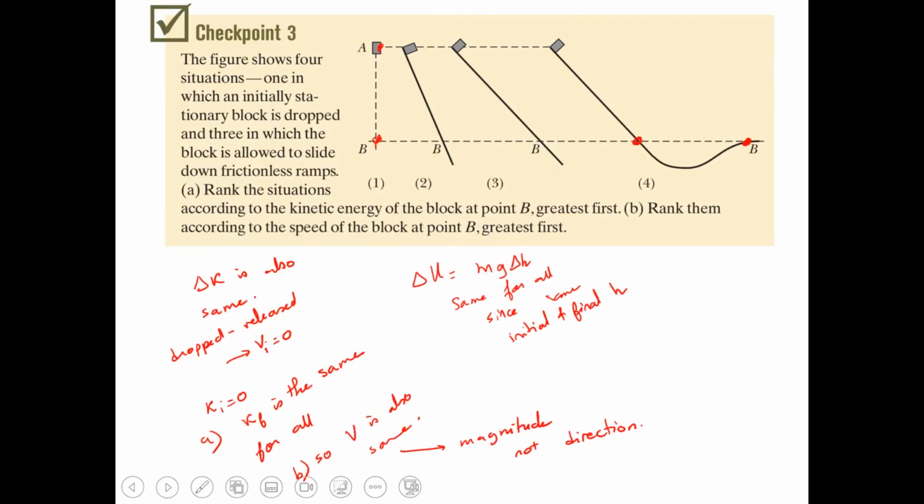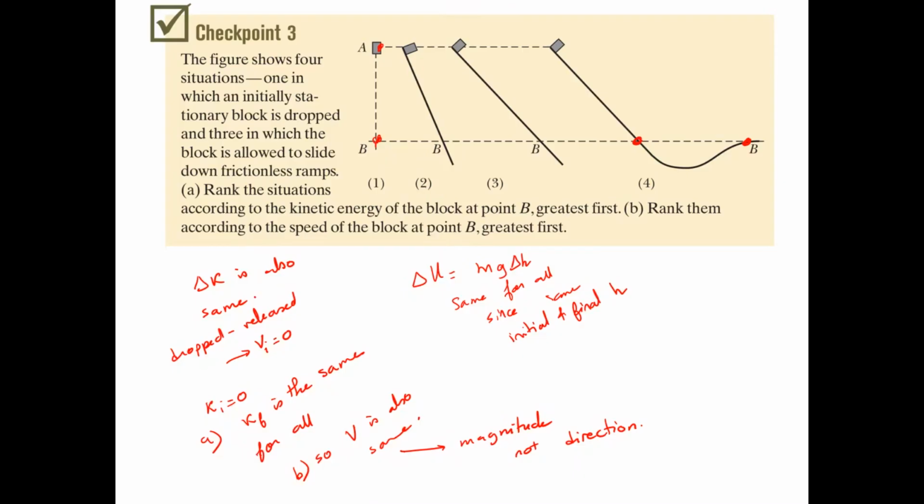So let's take a look at this question. I have 4 situations. 1 in which an initially stationary block is dropped, and 3 in which the block is allowed to slide down frictionless ramps. Rank the situations according to the kinetic energy of the block at point B, greatest first. Rank them according to the speed at point B, greatest first.